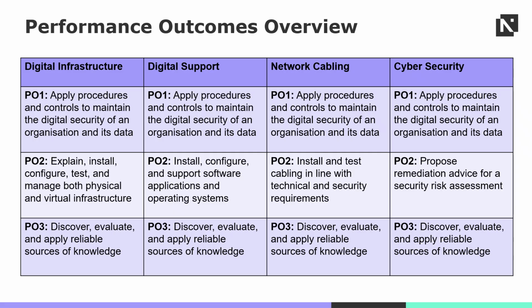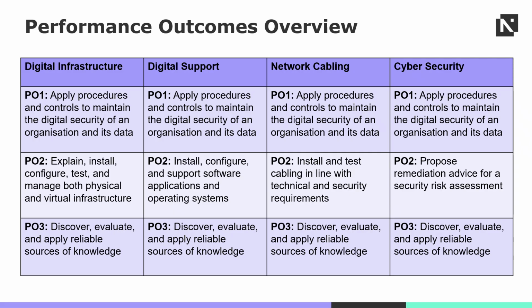From there, each pathway has its own focus for performance outcome 2. So for digital infrastructure, students need to be able to explain, install, configure, test and manage both physical and virtual infrastructure. For digital support, it's about installing, configuring and supporting software applications and operating systems. For network cabling, the emphasis is on installing and testing cabling in line with technical and security requirements. And for cybersecurity, it's more analytical. Students need to propose remediation advice following a risk assessment.